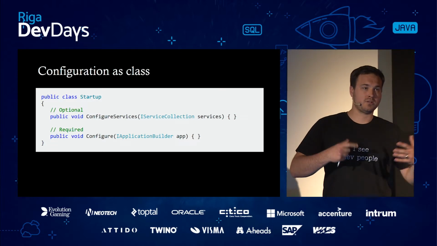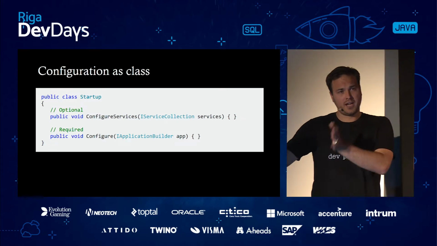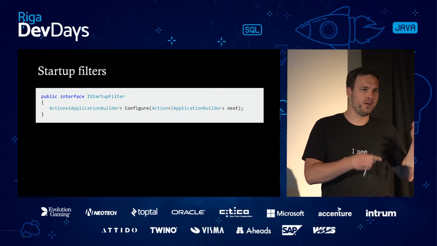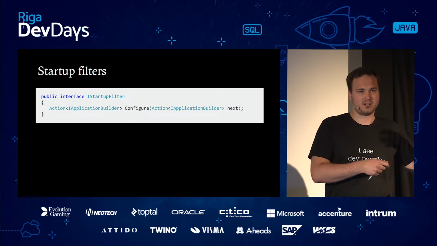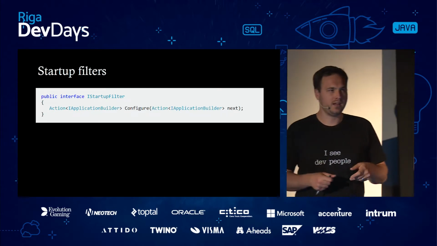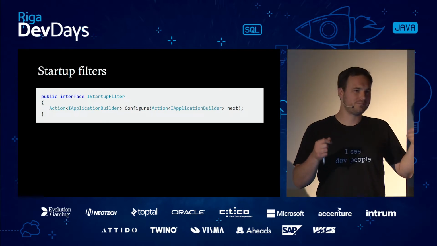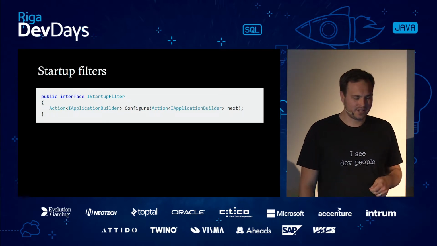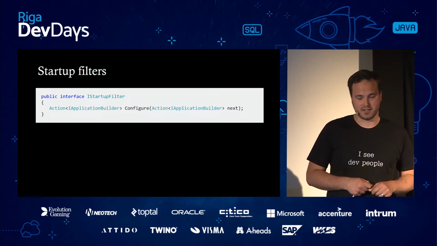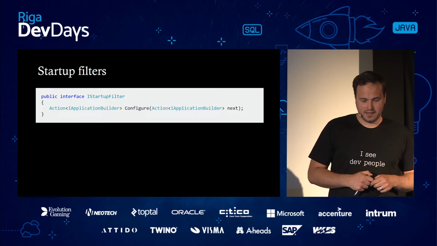So let's quickly talk about middleware. You have application middleware, and then you have middleware that runs before the application middleware. We call that startup filters. Startup filters run before the application middleware and also after application middleware. It's like middleware for middleware, kind of an effect. There's the signature. It's got one configure method where you pass in an application builder sort of delegate.